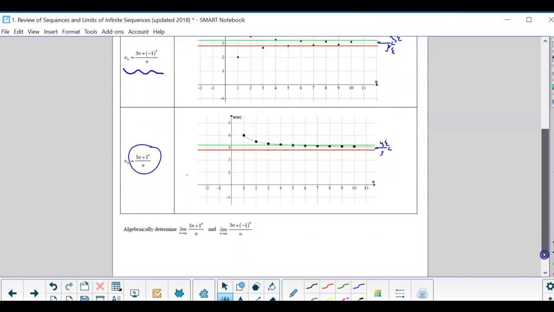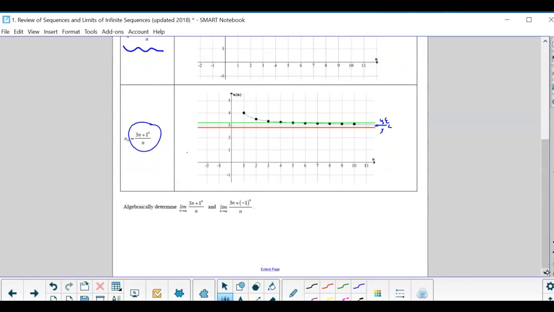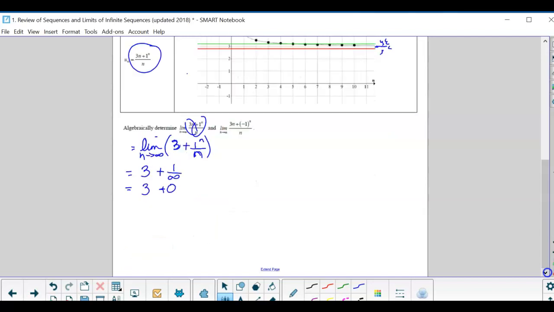So now algebraically determine the limit here. These are the graphs that are above, but we're going to do it algebraically. Let's do the first one. If I split this up into two terms, I get 3 plus 1 to the n over n. As n goes to infinity, 3 stays, and 1 to the n is positive 1, so it stays as 1. Over n, that basically becomes infinity, so that approaches 0. So it's going to be equal to 3, which is what it looks like in our graphs.